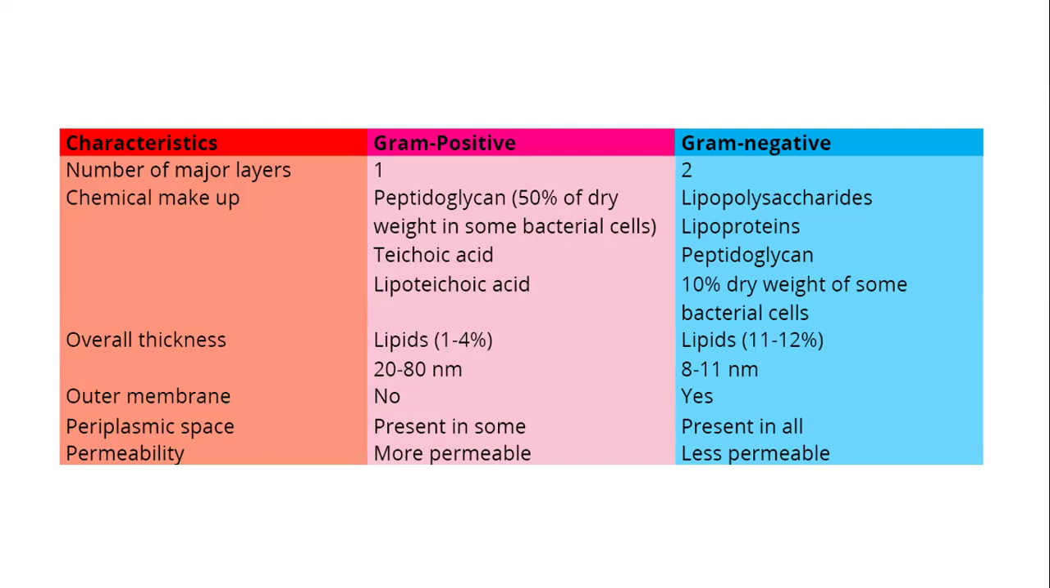gram-negative bacteria. The outer membrane in gram-positive bacteria is not present, whereas in the case of gram-negative bacteria, the outer membrane is present. The periplasmic space is present in some gram-positive bacteria, whereas it is present in all gram-negative bacteria. The permeability of different types of chemicals, liquids or other types of molecules is more permeable in the case of gram-positive bacteria, whereas less permeable in the case of gram-negative bacteria.